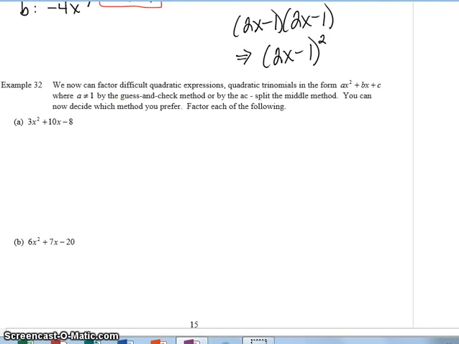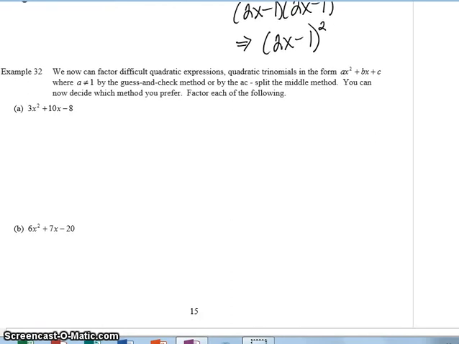All right, example 32, which is the last one here. It says, we now can factor difficult quadratic expressions, quadratic trinomials in the form ax squared plus bx plus c, where a is not equal to 1. So again, just a reminder, guys, your leading coefficient is greater than 1. That's how you know you're going to use this AC split the middle or slip and slide. Okay? Or guess and check.